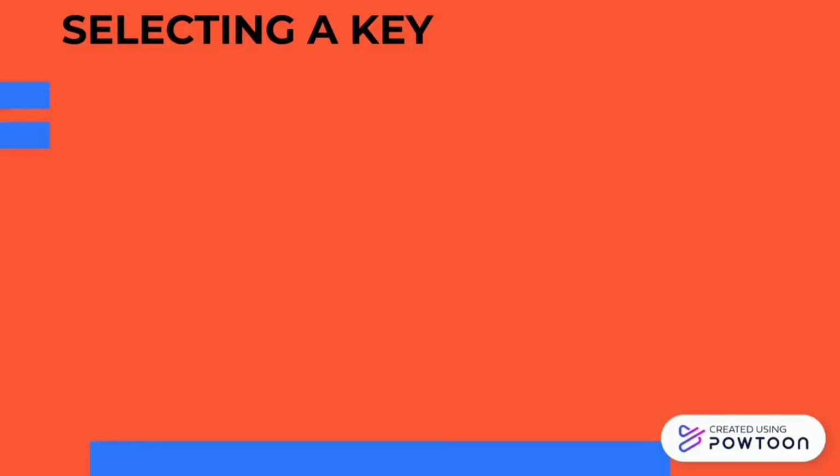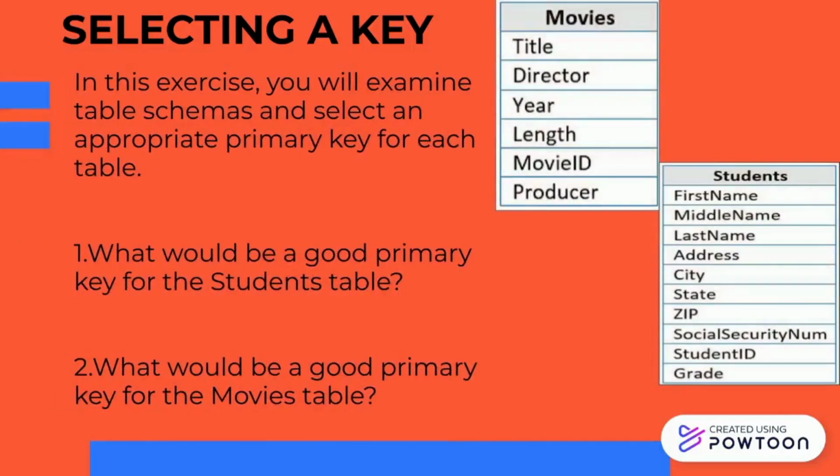Selecting a key. In this exercise, you will examine table schemas and select an appropriate primary key for each table. 1. What would be a good primary key for the students table? 2. What would be a good primary key for the movies table?